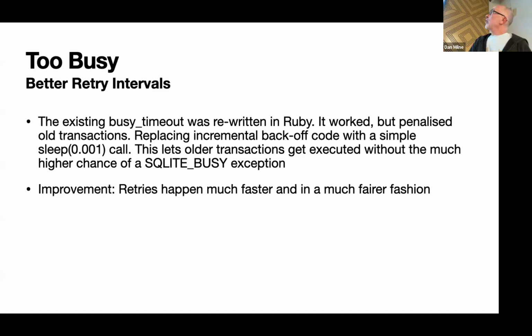But what they found was, at least in the Rails context, having this exponential backoff just meant that older transactions were more likely to get the busy exception raised. So they just replaced it with a sleep for 1 millisecond. It's well worth having a look, by the way, at Fractaled Mind's talks on this stuff, because he goes through all the graphs and does the performance improvements over each change, and they really are astonishing. And this was another good one. This wasn't the biggest one, but it was good.